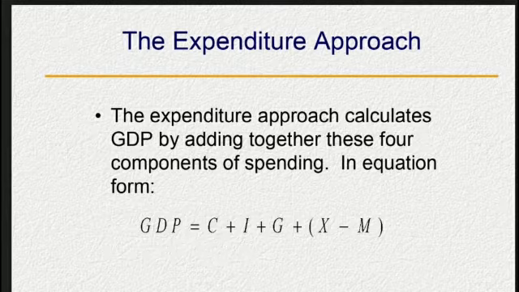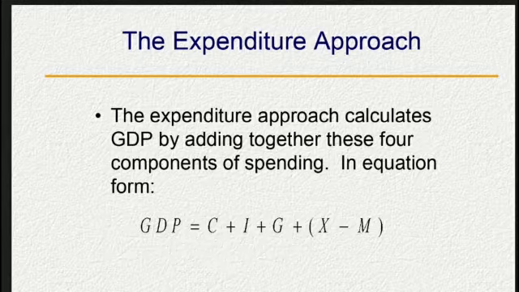Which are they? The expenditure approach and the income approach. So what is the expenditure approach? The expenditure approach calculates GDP by adding together the four components of spending. The equation is in the form of GDP is equal to C plus I plus G plus the difference between X minus M. Now let's check what these equations mean.